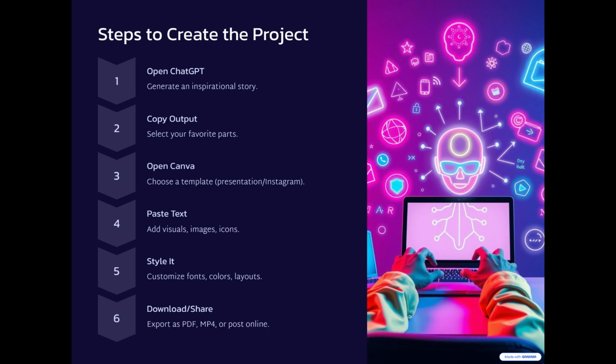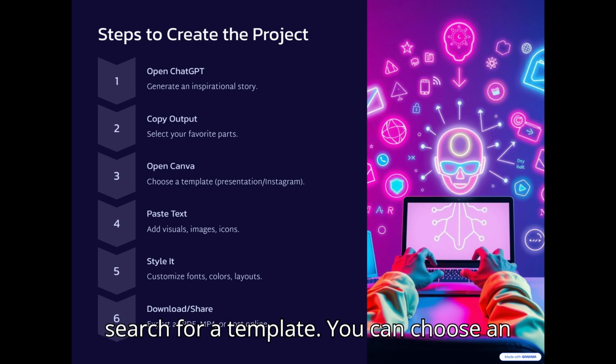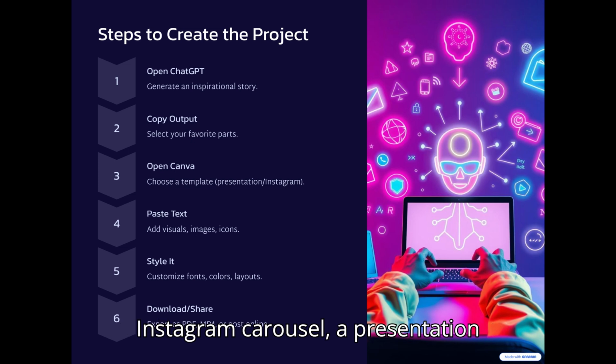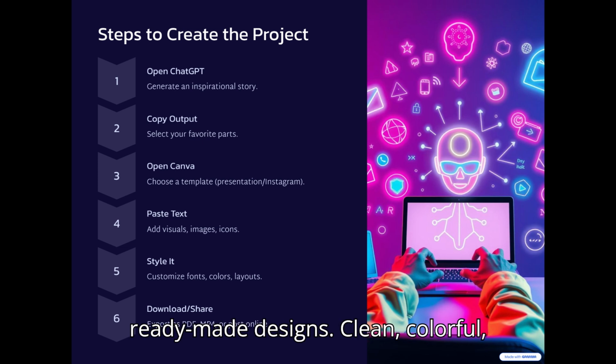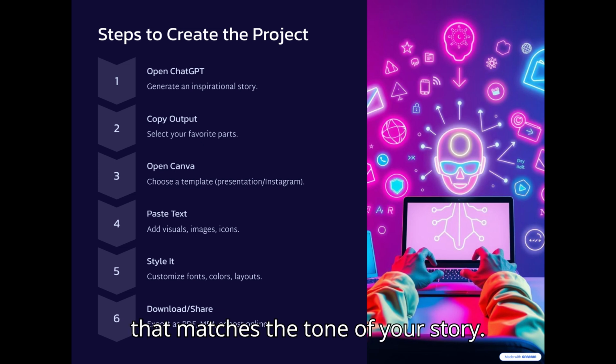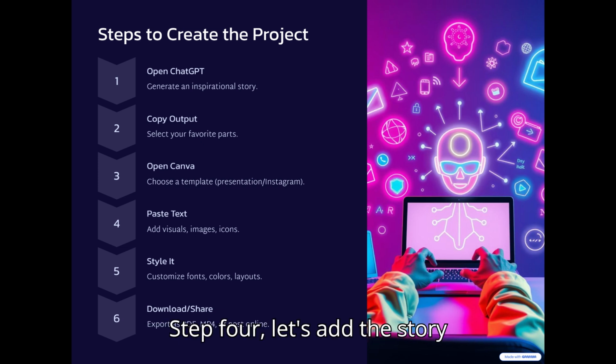Step 3. Now, open Canva. Yes, here's where we bring the story to life visually. Log into Canva and search for a template. You can choose an Instagram carousel, a presentation deck, or even a poster, whatever suits your vibe or your platform. There are tons of ready made designs: clean, colorful, bold, minimal, you name it. Pick one that matches the tone of your story. Step 4.